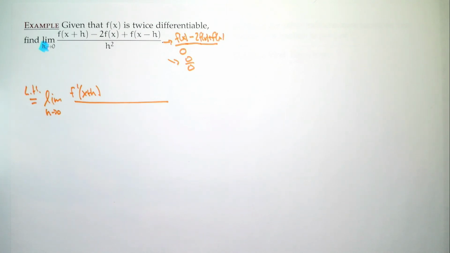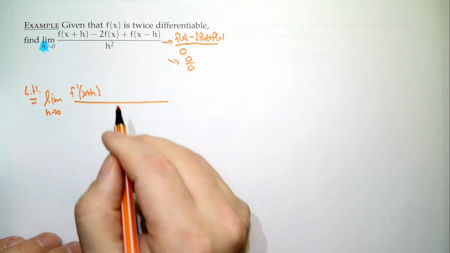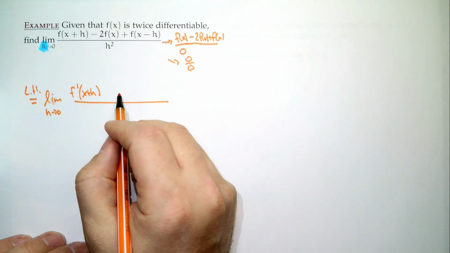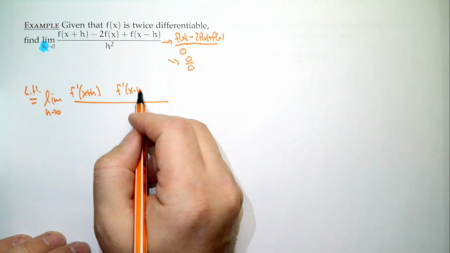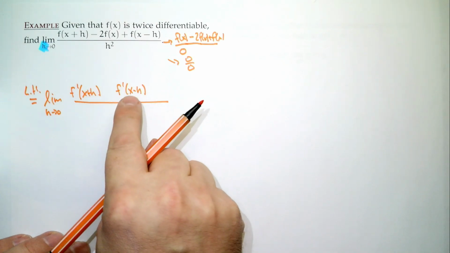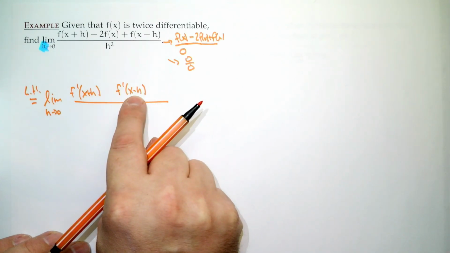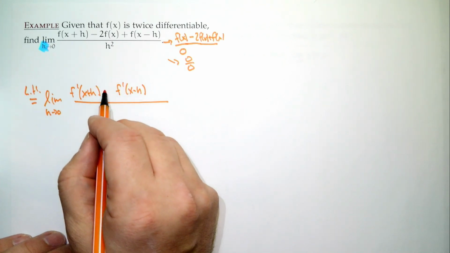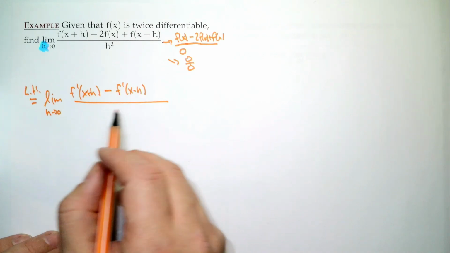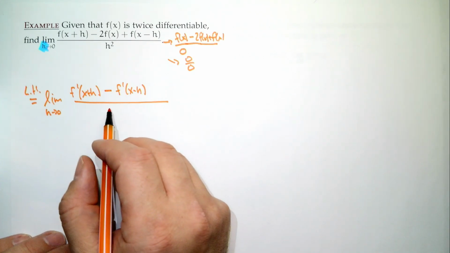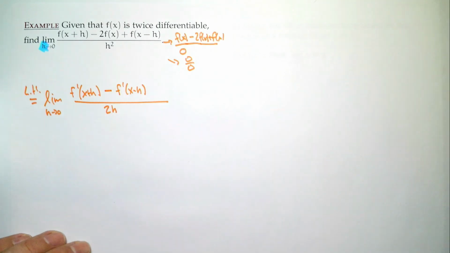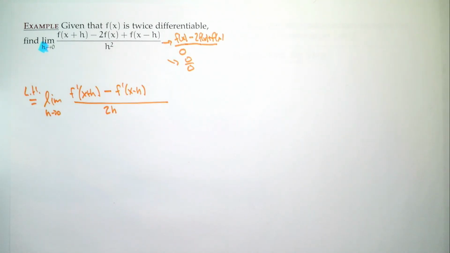Well, that's nice. How about the derivative of f of x minus h? What is that? f prime of x minus h. But, chain rule, what do you have to do? You have to put a negative, because the derivative of x minus h, since we're taking the derivative with respect to h, would be a minus 1. So instead of being a plus, it's a minus. Okay, the derivative of the bottom? 2h.